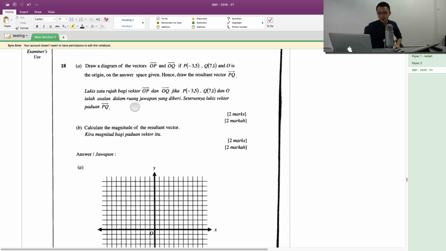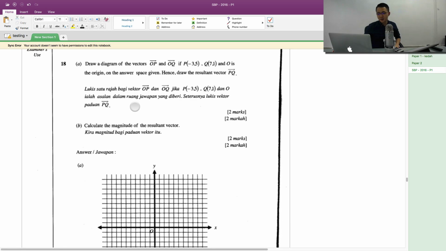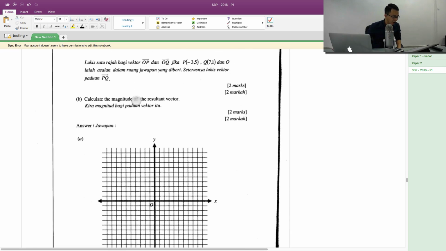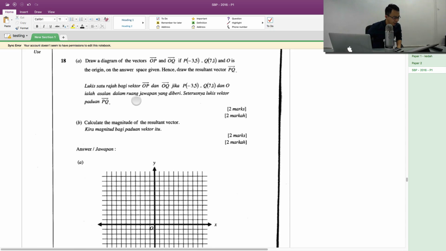Okay, so draw the diagram of vectors OP and OQ. If P equals -3, 5, we actually have to give the units by ourselves, and we have to draw OP and OQ, where O is the origin. The answer space is given, hence draw the resultant vector.